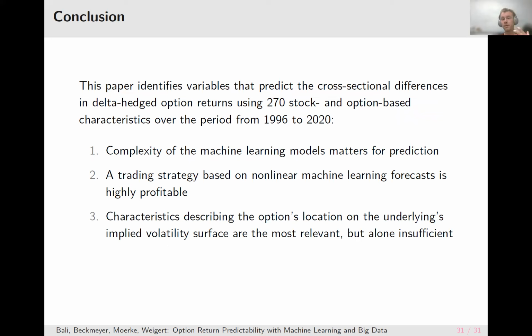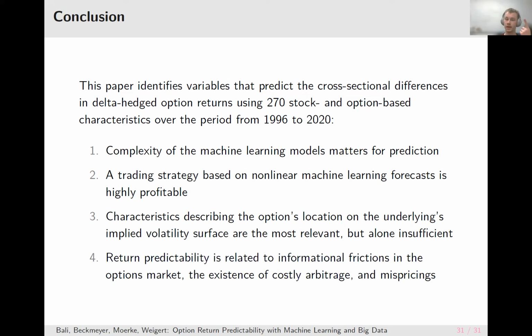And the most important characteristics are those that describe the option's location on the underlying's implied volatility surface, but alone these characteristics are insufficient. So you need also information about the underlying stocks. And we find evidence that this return predictability is related to stories of informational frictions, the existence of costly arbitrage, and general mispricing.